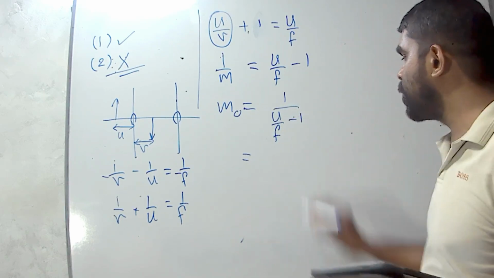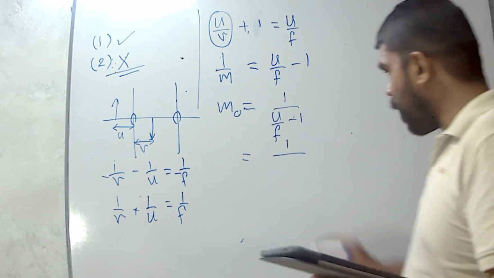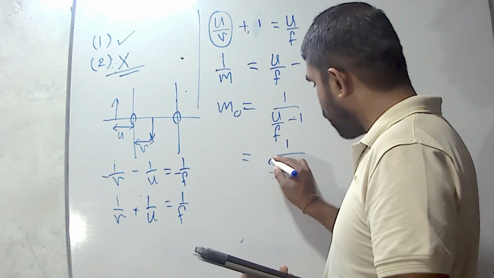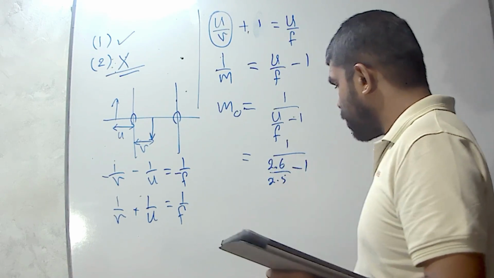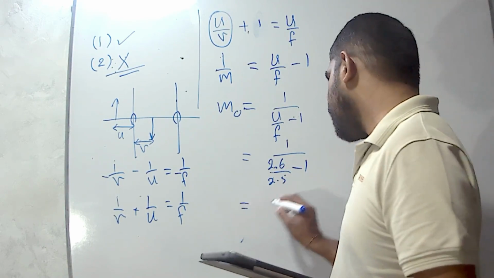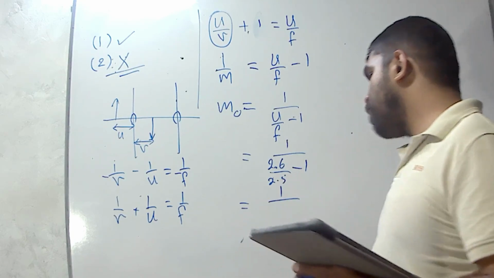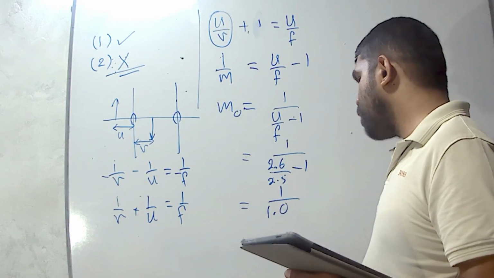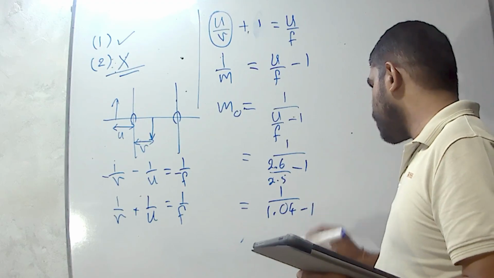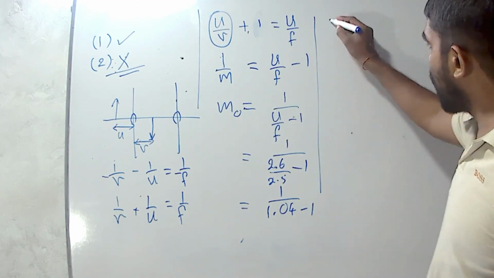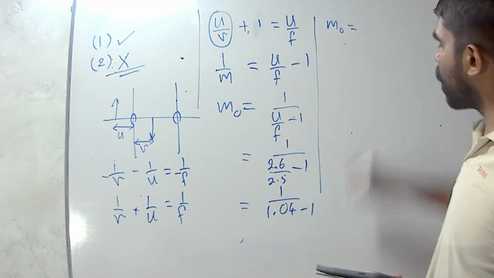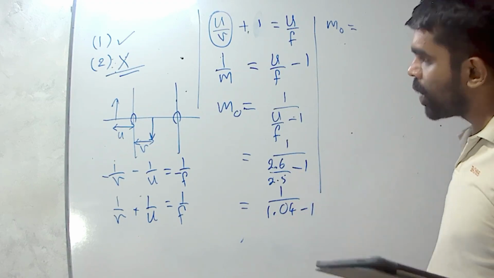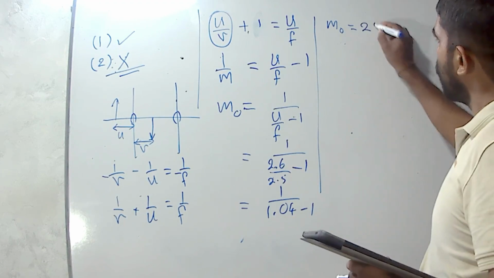Then I will substitute values, 1 over, object distance is given as 2.6, focal length is 2.5, so 2.6 over 2.5, minus 1. Then we can simplify it, 2.6 divided by 2.5 means 26 divided by 25, 1 remaining, 10 divided by 25, 0, 100 divided by 25, 4, minus 1. Then we can get the magnification of the objective lens. This value 0.04, 1 divided by 0.04 means 100 divided by 4, 25.